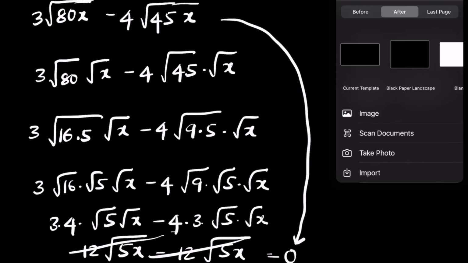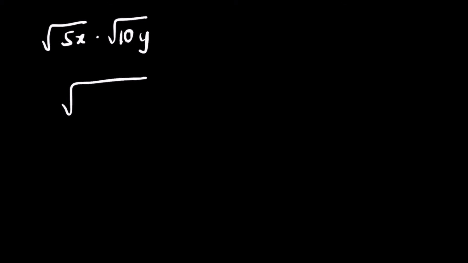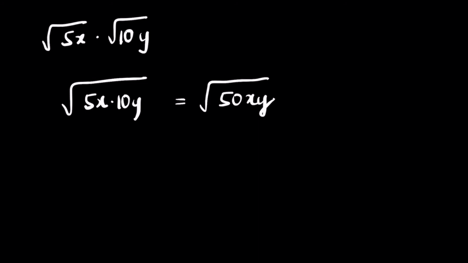Now for multiplication, you just multiply the values. So let's take a simple example. Let's say I have root 5x into root 10y. So what we do here is we multiply directly as root a into root b, which becomes root ab. So it becomes root 5x into 10y. So multiply the numbers and keep the variables separate. So it becomes root 50xy. Now this is the simplest one.